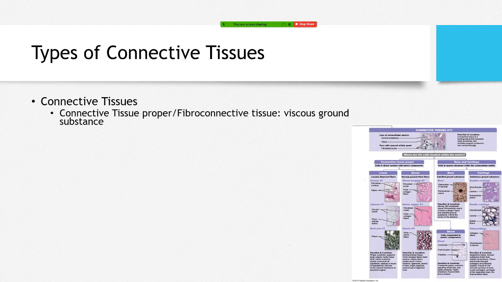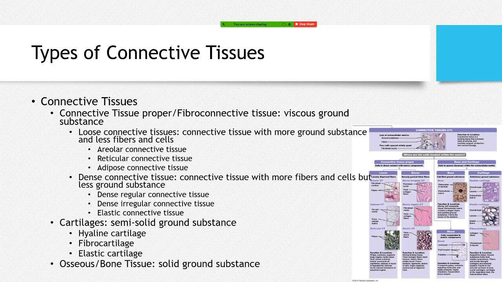So let's take a look at the different types of connective tissue. They are organized by the type of ground substance that they have. When we say viscous, do you remember what the word viscous means? Kind of like when we talk about honey and molasses. It means that it's thicker. Very good. So if it has a thicker ground substance, then we call this connective tissue proper.